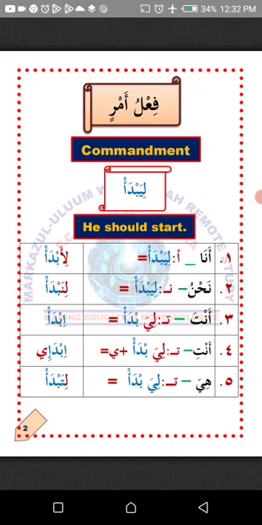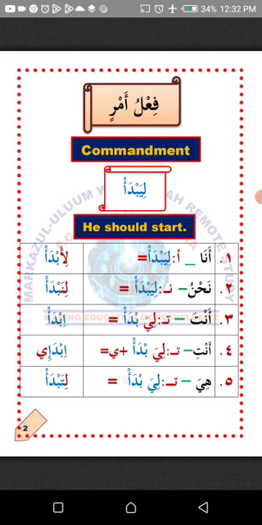Number two, nahnu, we. So how do we change the verb liyabdah to suit nahnu? All you need to do is to detach ya'un and attach nunun. So the verb liyabdah will now become linabdah, which means we should start.